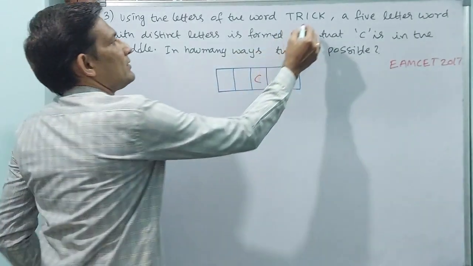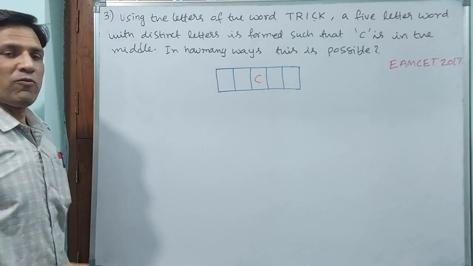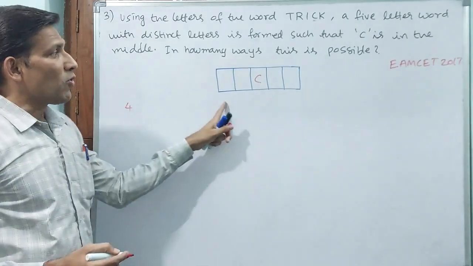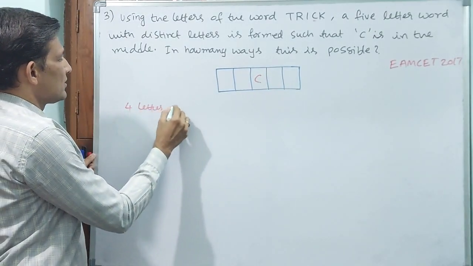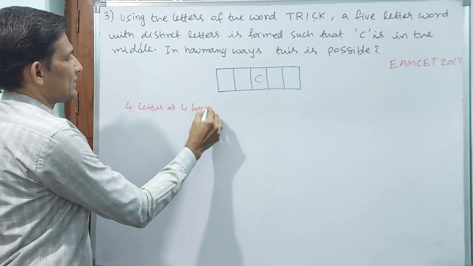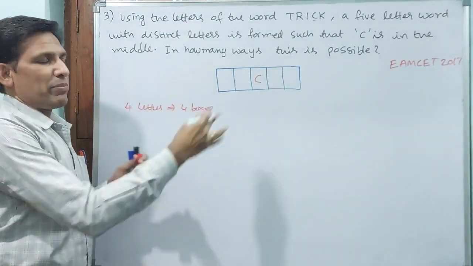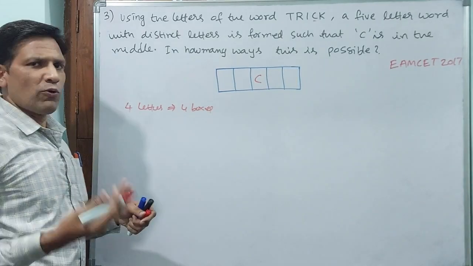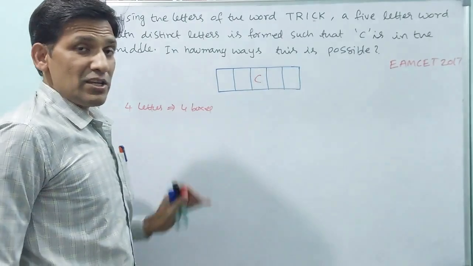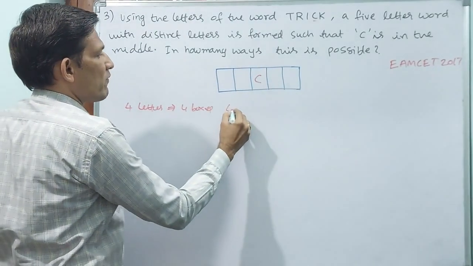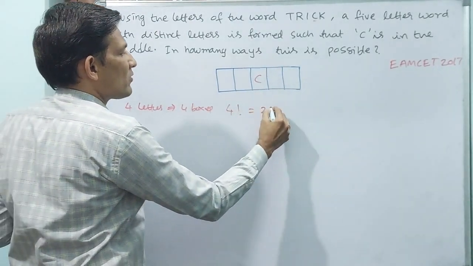C has gone. How many letters are there? 4 letters are there. 4 letters and 4 boxes. 4 letters, 4 boxes. How many permutations you can make? 4 factorial, that's all. Why? Because see, 4 you can jumble. C is fixed. 4 factorial. How much is 4 factorial? 24.